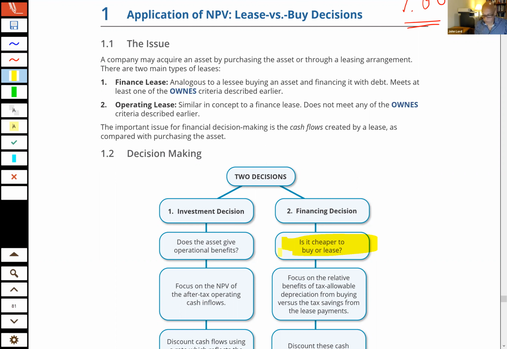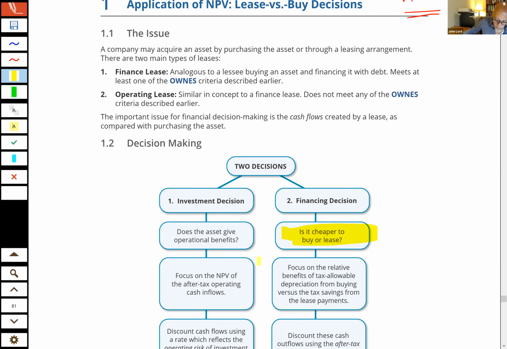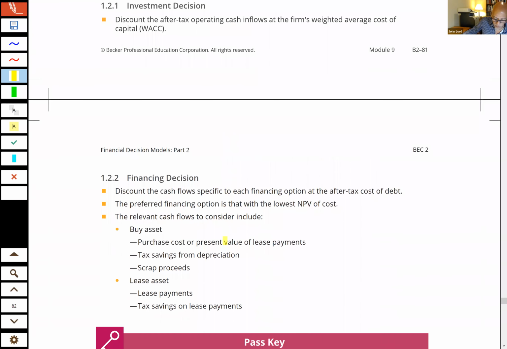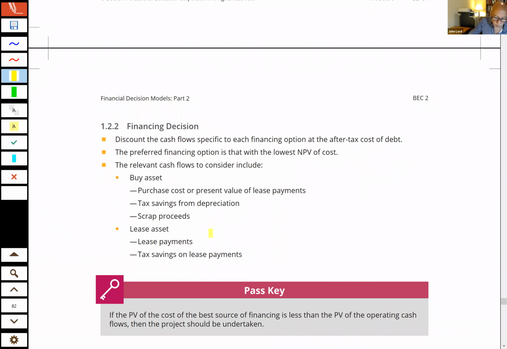Now, when you're looking at this, going over to the next page, and you're trying to make that decision, we already know we're only going to pick things that have a positive net present value. So I don't know why they have to repeat all that now. But assuming both the leasing and the buying has a positive net present value, we'll pick the financing option with the higher net present value. So we're going to have to discount the cash flows to each financing option. Preferred financing option is the one with the lowest net present value of cost.